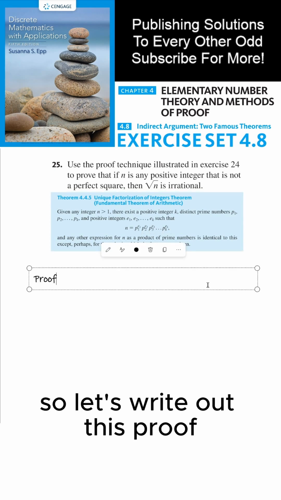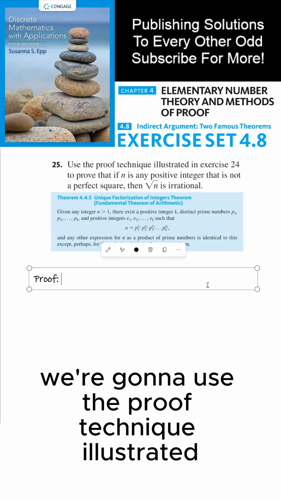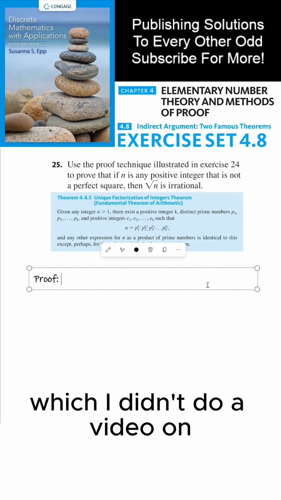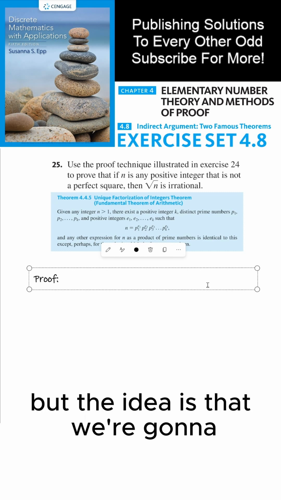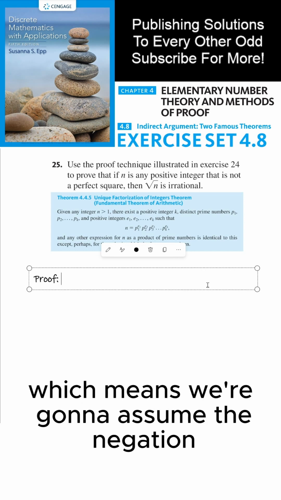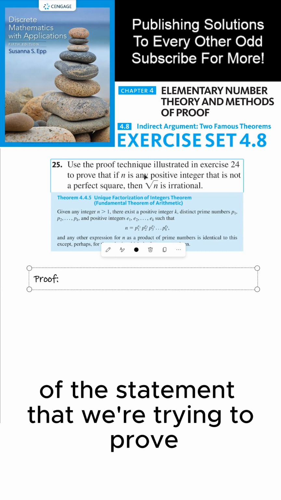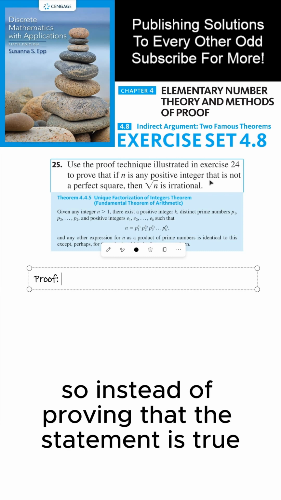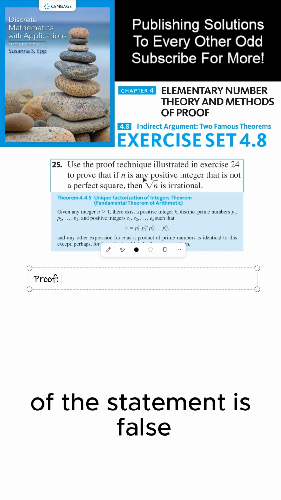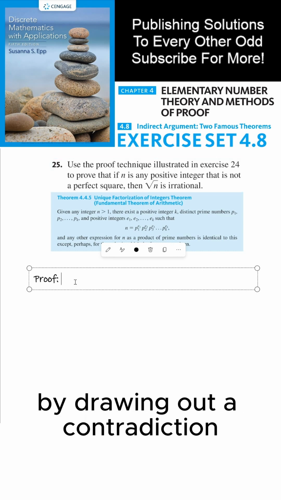So let's write out this proof. Now, to do this proof, we're going to use the proof technique illustrated in exercise 24, which I didn't do a video on, but the idea is that we're going to do a proof by contradiction, which means we're going to assume the negation of the statement that we're trying to prove. So instead of proving that the statement is true, we're going to prove that the negation of the statement is false by drawing out a contradiction.